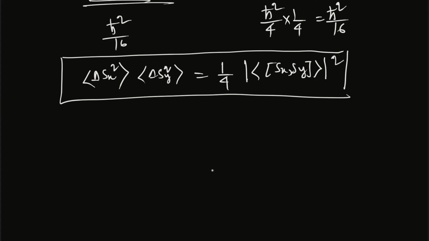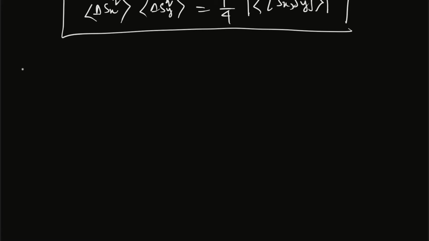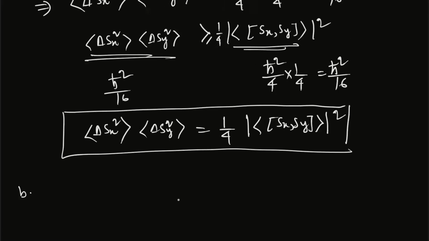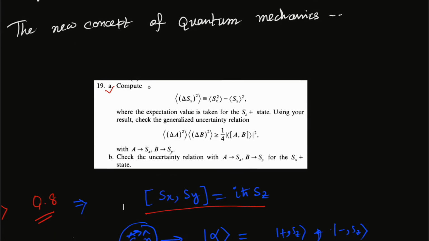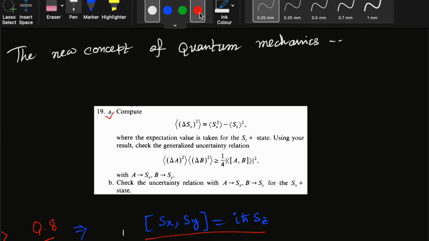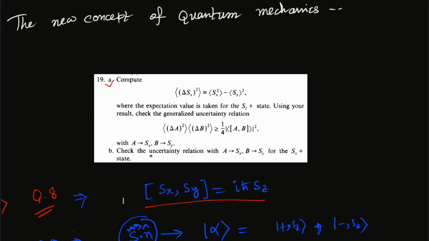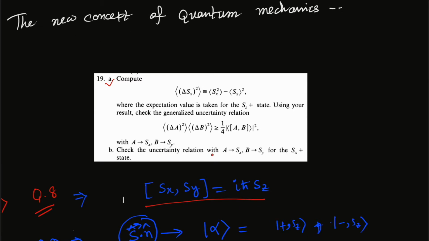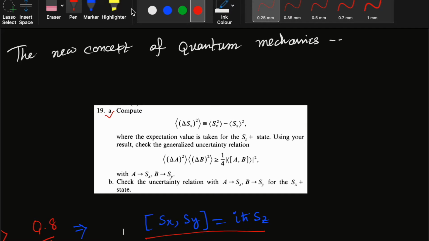Now let us focus on the second part of question 19, that is B. Let us change the color of the pen. Here it asks to check the uncertainty relation with Sx and Sy for the |+x⟩ state. Now the state is |+x⟩.